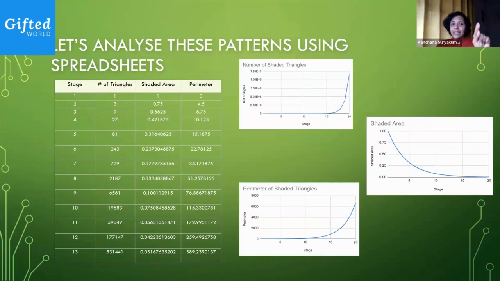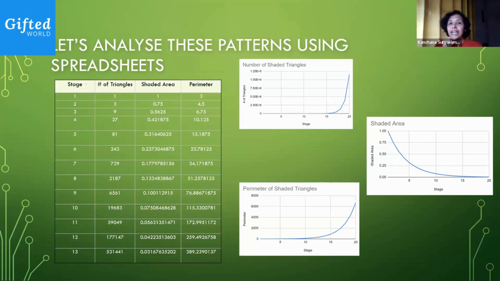And can you see how quickly the number of triangles is growing? Similarly, shaded area, I started with 1. And I know at the next stage, the shaded area is only 3/4 of the previous shaded area. So I did that calculation and I did a drag down and saw so many values. And perimeter, similarly, each perimeter is 1.5 times the previous perimeter. What is amazing about these numbers compared to what you saw earlier is you can see things growing very fast, right?